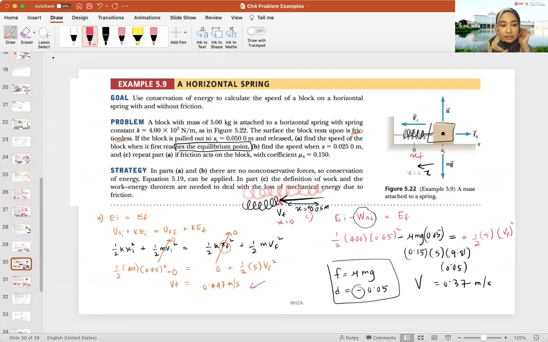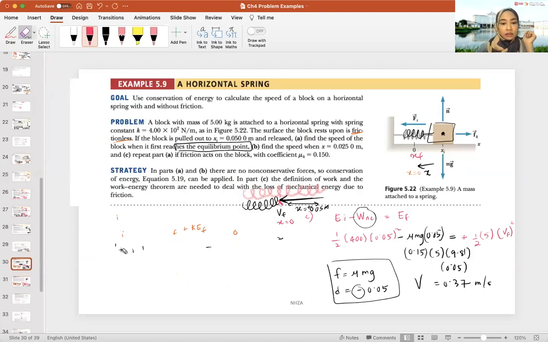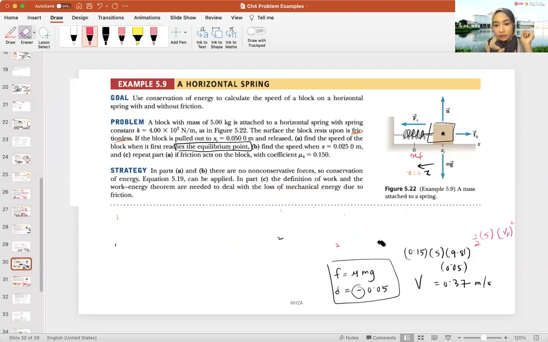Ada soalan tak pasal the previous example? Do you guys have any question? Cantik ni tulisan saya dalam ni. It's usually very ugly. Ada doktor. Tak ada. Okay.